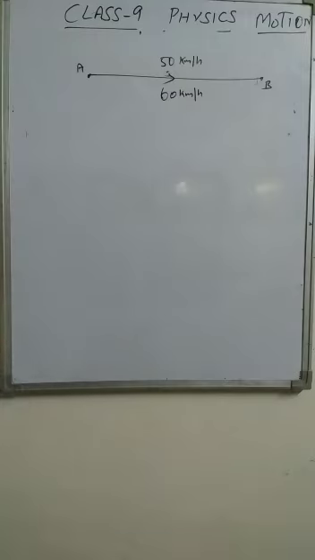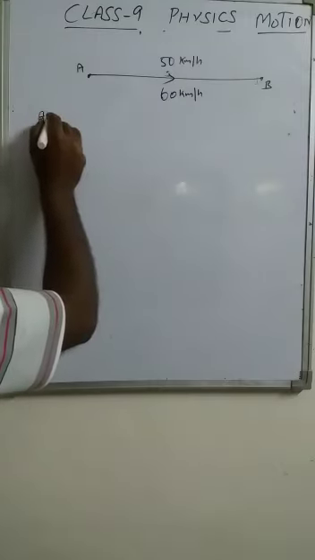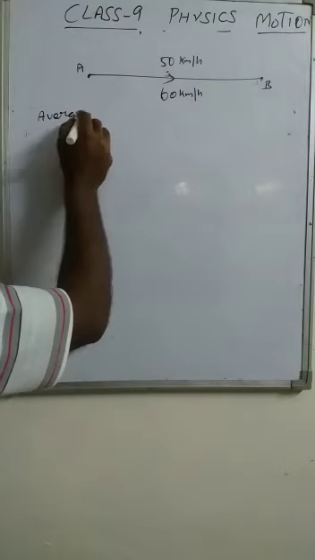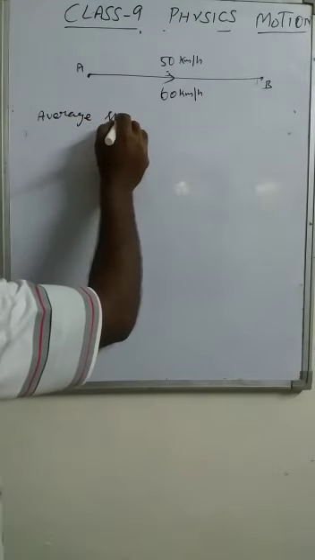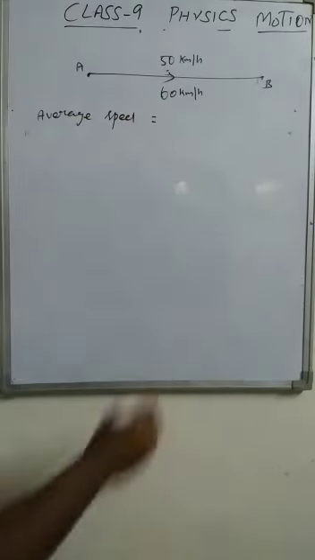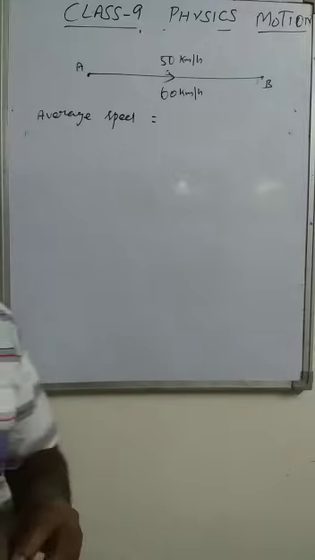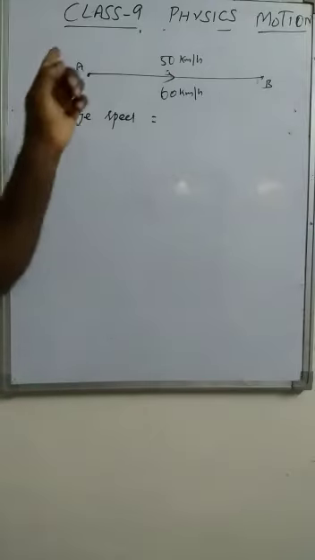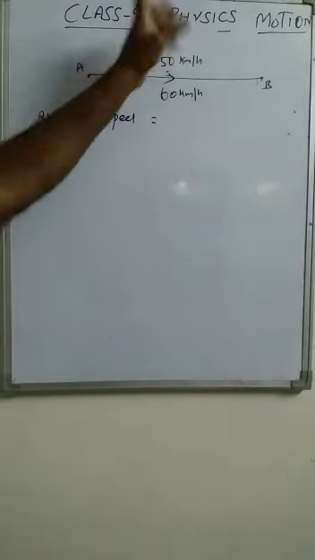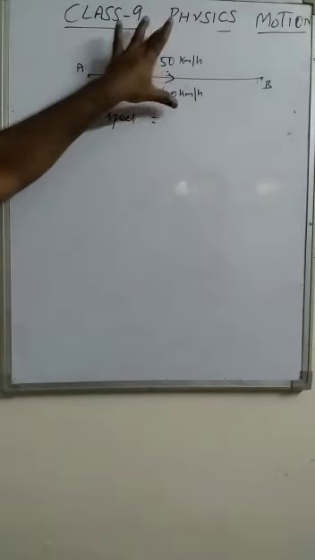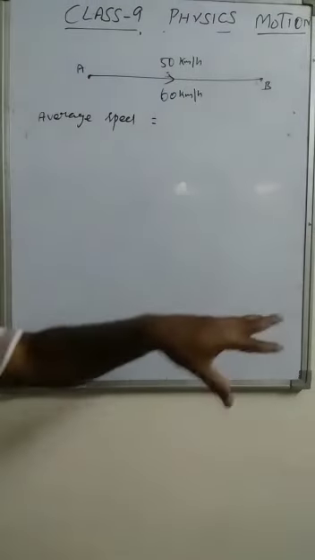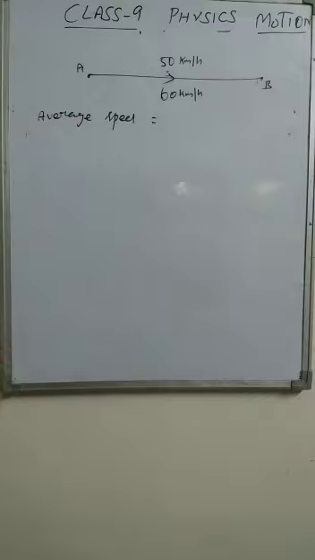In this case, we can calculate the average speed. Again, we go to that formula, total distance upon total time. But the problem here is neither distance given nor time given. Only the speeds are given. How can we find it out?